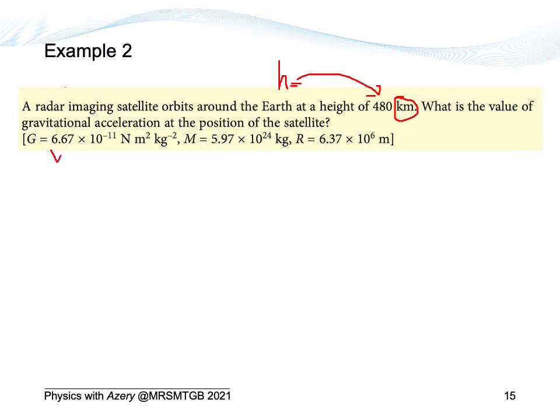You know G, you know mass, you know radius. Now simply use the formula, since it is orbiting the Earth. It's not at the surface of the Earth. Remember that r is equal to the sum of capital R and also height.